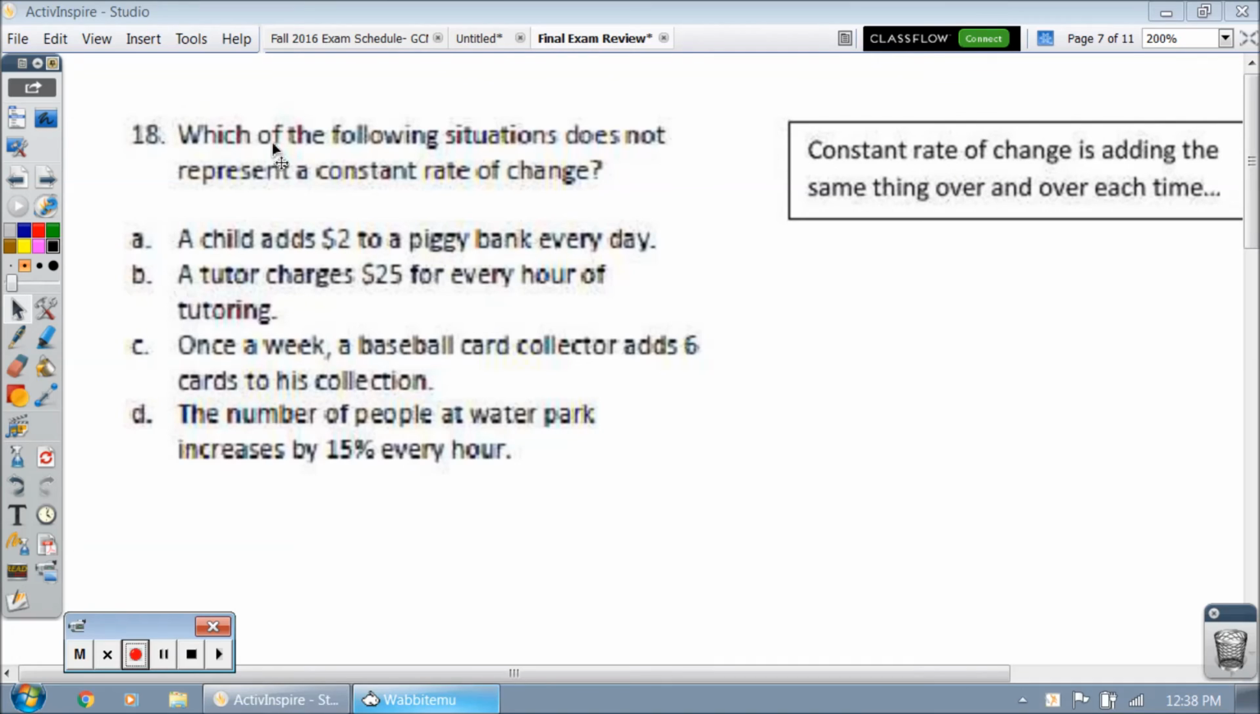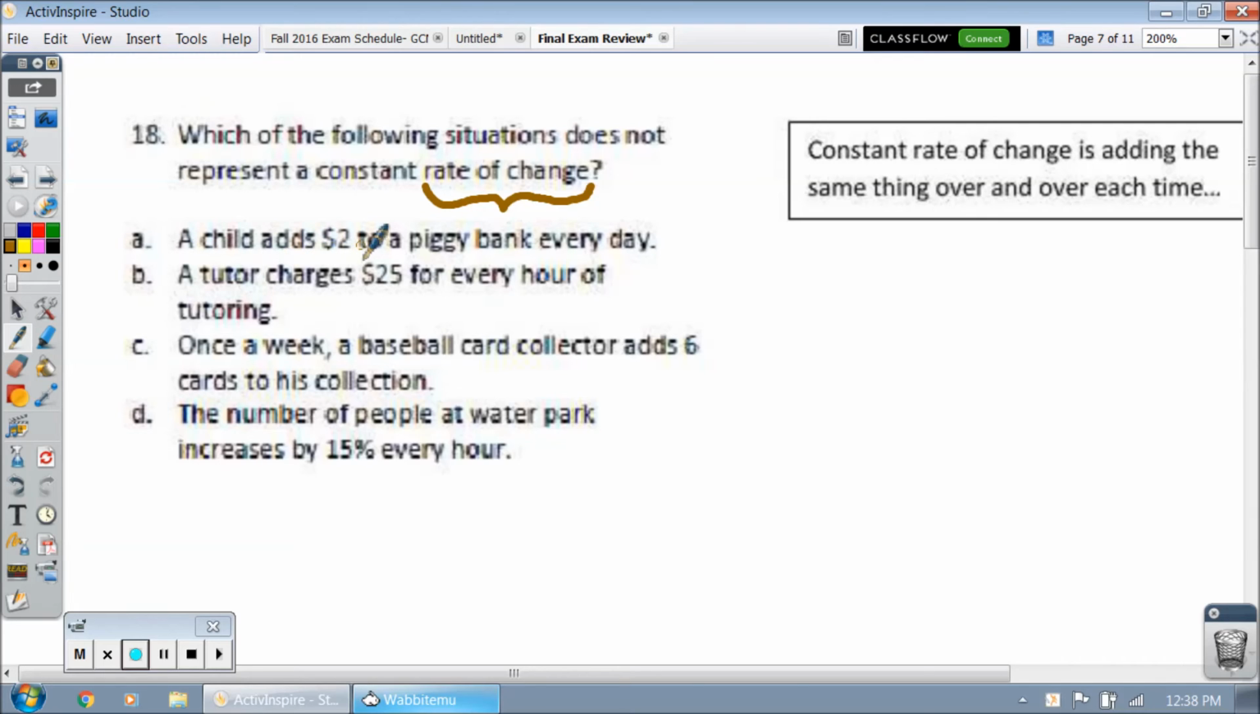Number 18, I know it's a little blurry here. Which of the following situations does not represent a constant rate of change? A constant rate of change means it has a slope, that it's going up at a constant rate. So I think of it as adding something over and over again at a constant rate. So let's look at that here.